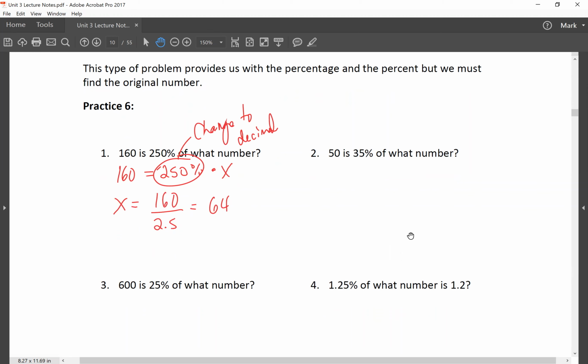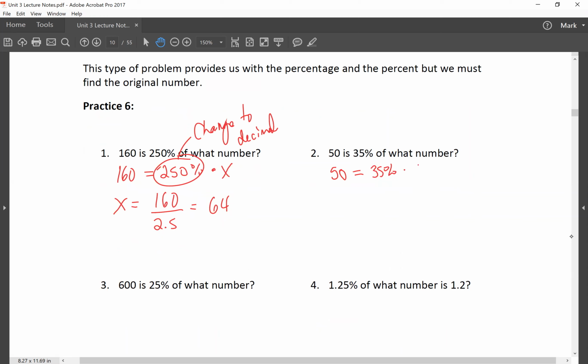Number 1 and 2 are worded a little differently. So number 2 says 50 is, oh no, it is worded the same. And number 4 is worded differently. I'll do number 4 in a second.